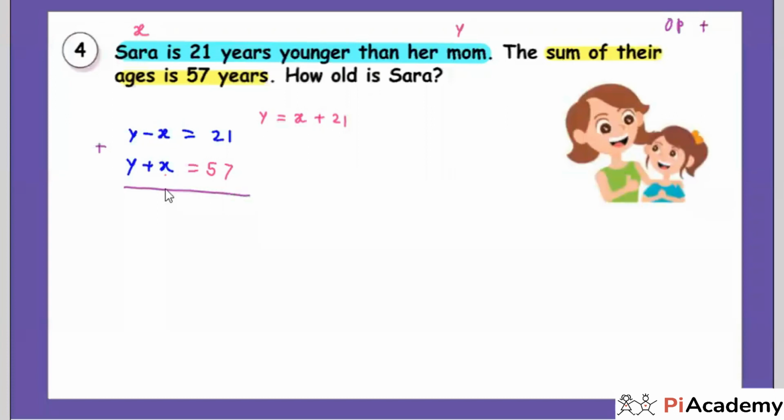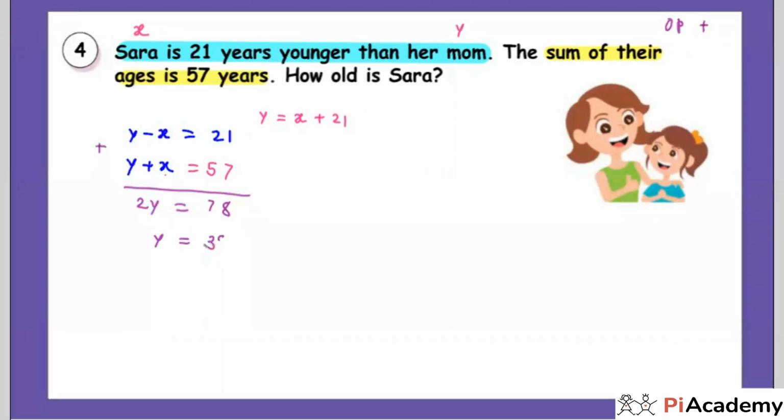This X and this X will get cancelled. So Y plus Y, that is 2Y. And here if I do the column addition, 7 plus 1, 8, 5 plus 7, 5 plus 2, that is 7. So from here it's very clear. Y should be how much? Who is going to answer this question? Okay, Tulsi, what is the value of Y? Y should be 39. Okay, very good.